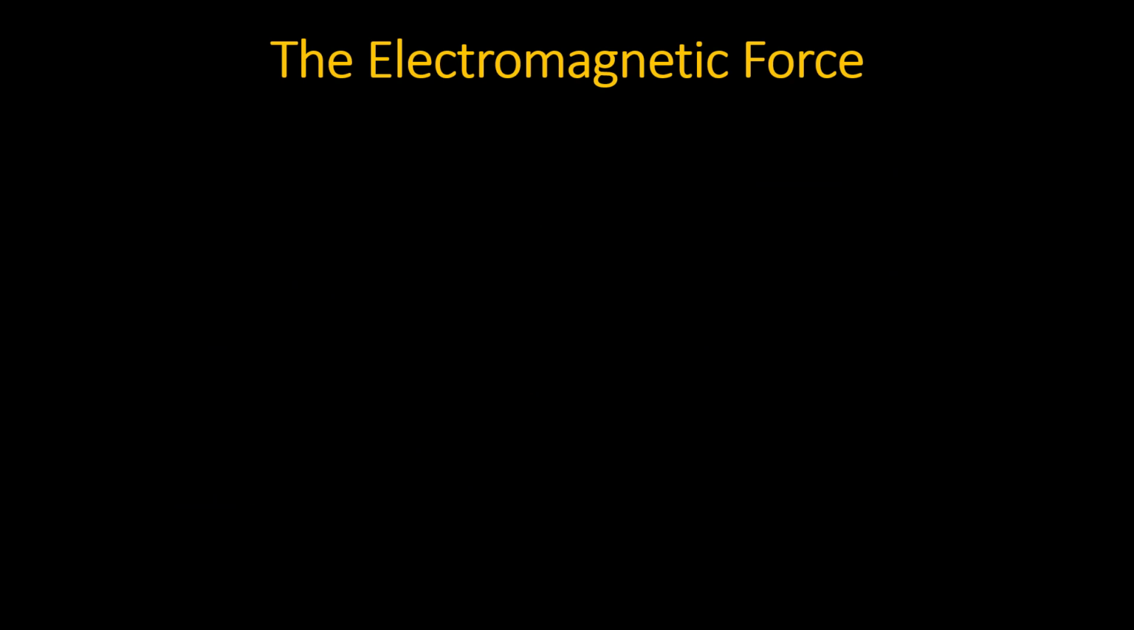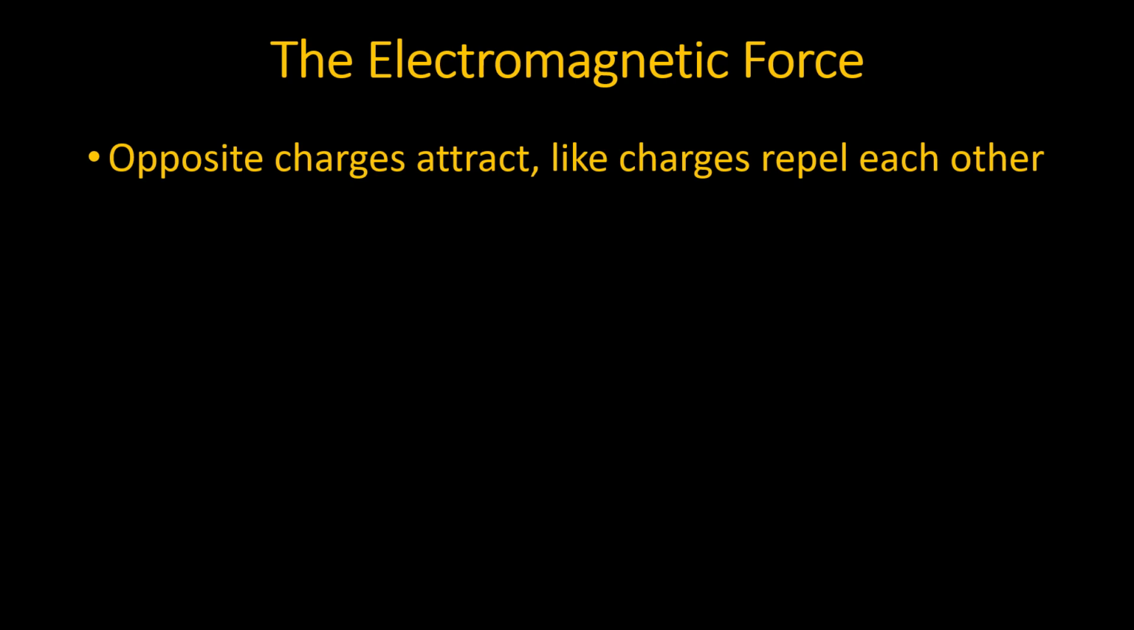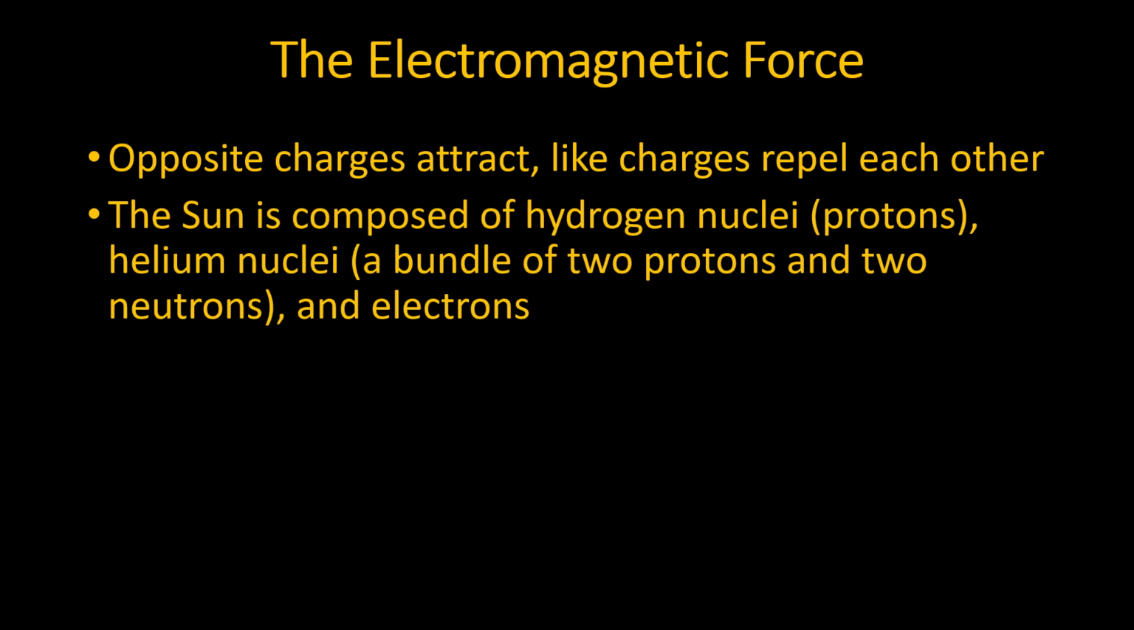For the electromagnetic force, we need to think about just the electric part of it, which we call Coulomb's law. And Coulomb's law starts off with the idea that opposite charges attract, and those opposite charges would be positive in one case and negative in the other, and like charges will repel each other. Like charges, either positive and positive or negative and negative, repel each other. This is the origin of the phrase opposites attract, by the way.